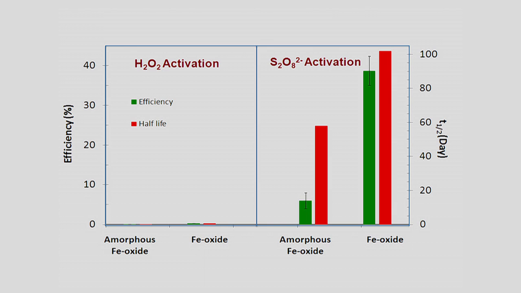But in contrast, the figure on the right side shows the results from the persulfate activation system. We can see that the green bars indicate that for both the amorphous iron oxide and the crystallized iron oxide, the efficiency is between 10% to 40%, and their half-life time is between 60 to 100 days. So this indicates that the persulfate activation system is a much slower process compared with hydrogen peroxide, but the efficiency of the transformation of persulfate into sulfate radical is at a much higher rate compared with hydrogen peroxide.